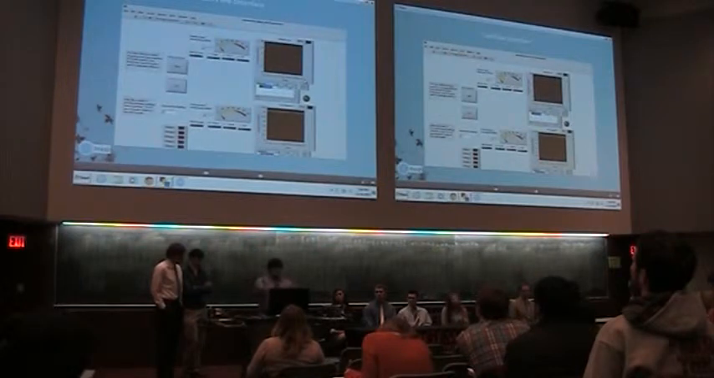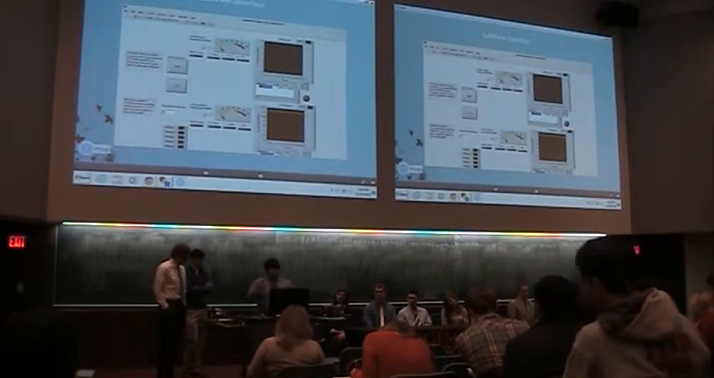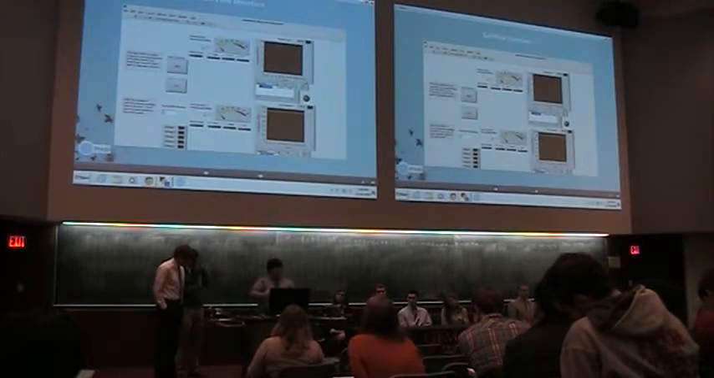And here's our LabVIEW interface. It gives us the wind speeds in real time, and it also graphs wind speed versus time, and we can also record the data into text documents.